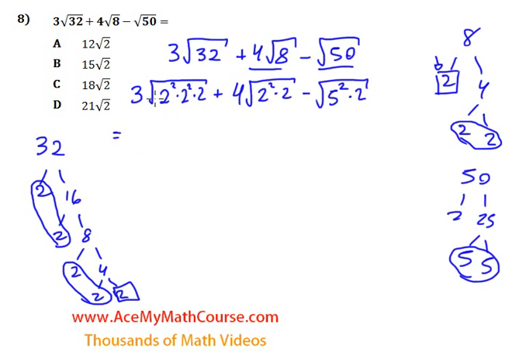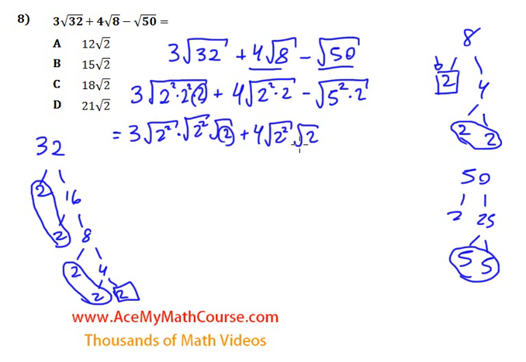Now we can just break everything down like this. We get 3 root 2 squared times root 2 squared again times root 2. That's just the lonely 2 right there. Same thing over here. 4 root of 2 squared times the lonely, or the square root of the lonely 2, minus the square root of 5 squared times the root of 2. Fantastic. Now we're almost done. This is getting a little bit messy and monochromatic.